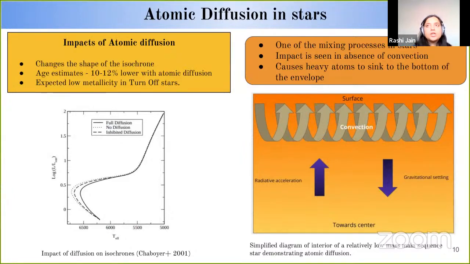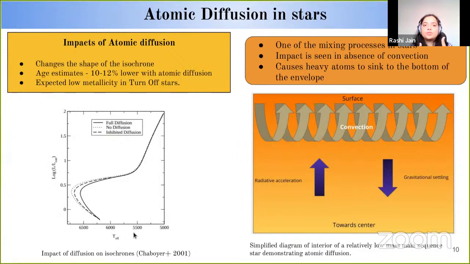But atomic diffusion is another mixing process which is known to have an impact on various predicted properties of the clusters. The models that account for atomic diffusion in their stellar physics, when used to estimate the ages of star clusters, bring down the ages by 10 to 12% when one accounts for atomic diffusion, and as a result one expects the metallicity of stars to be smaller, but this is in theory.